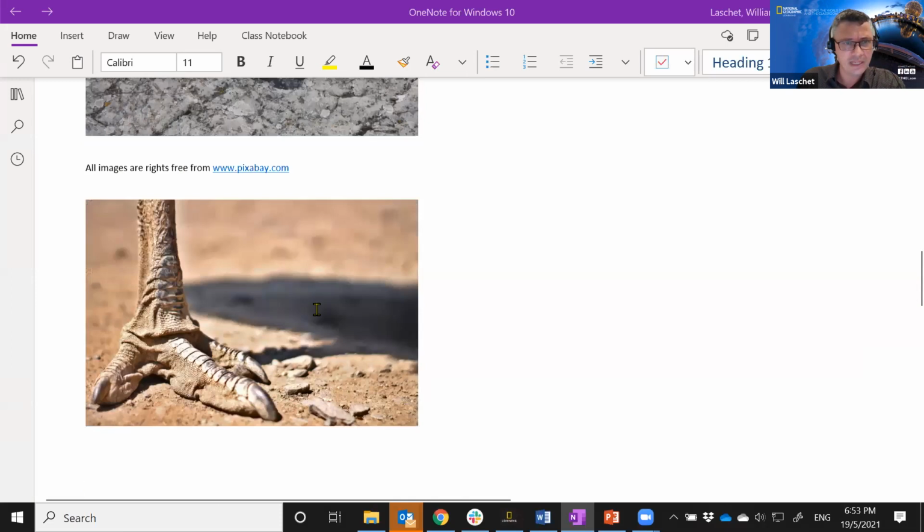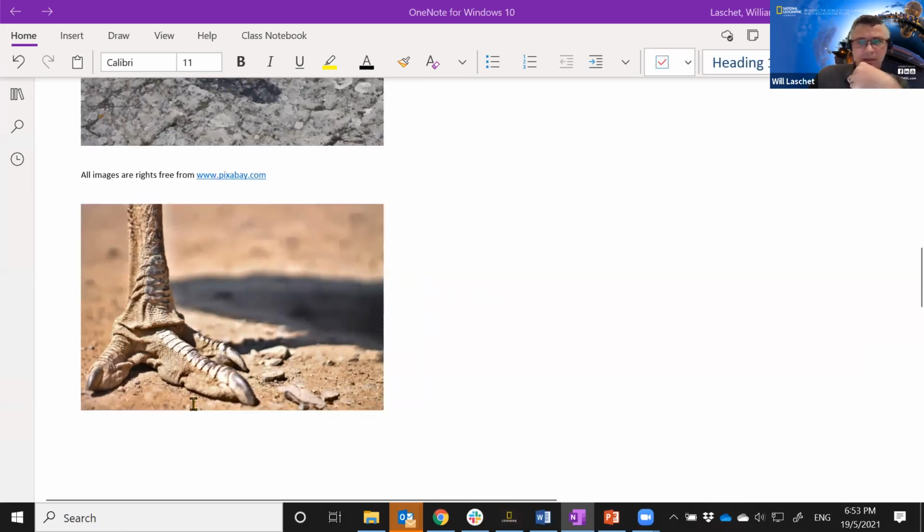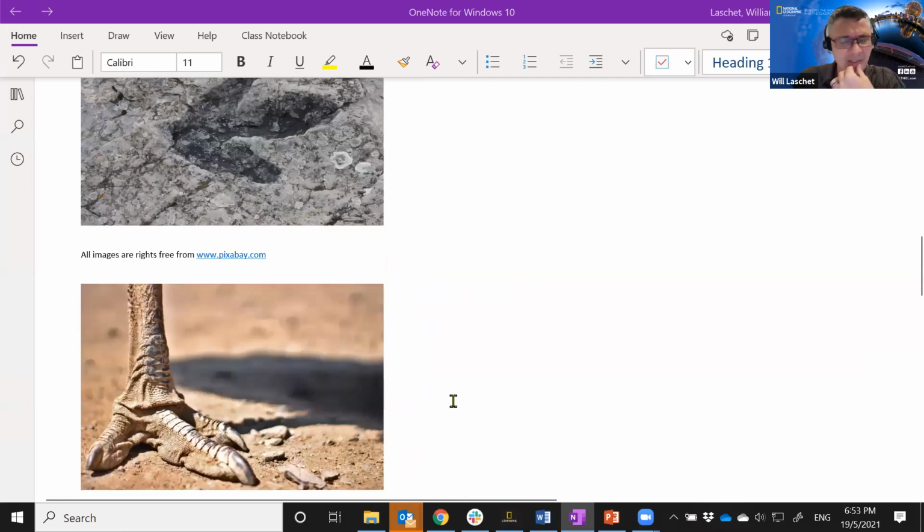What are you looking at here? This picture at the bottom, what can you see here? So it's not a chicken. It's much, much bigger than a chicken. It's not a dinosaur foot, though it looks like one. It's not an ostrich. It's a similar bird that has 3 letters. It begins with E. Can anyone guess? It's an emu, right? This is an emu's foot.